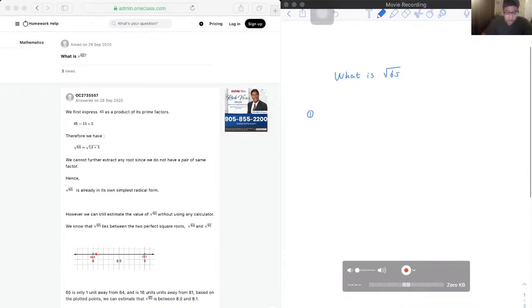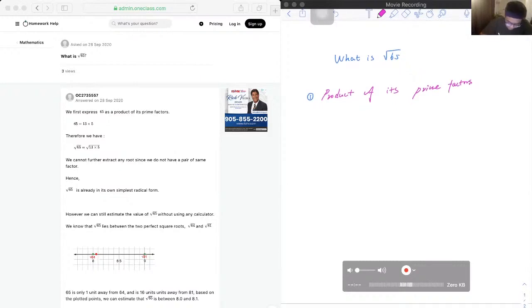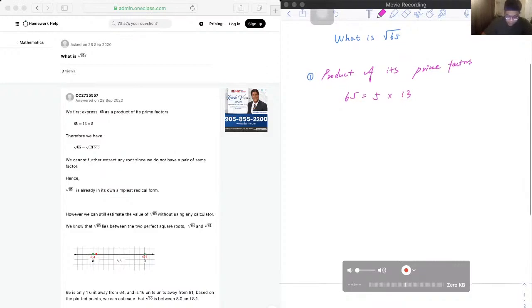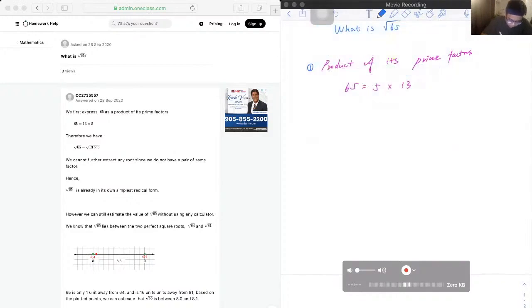All right, so first, we can always express this by its product of its prime numbers. So whenever we come across a question asking us what is root something, we always express the value as a product of its prime factors. So let's write down the keyword: product of its prime factors. Okay, so we know that 65 is equal to 5 times 13, and we know that 5 and 13 are prime numbers. Okay, so now we can go to our second step.